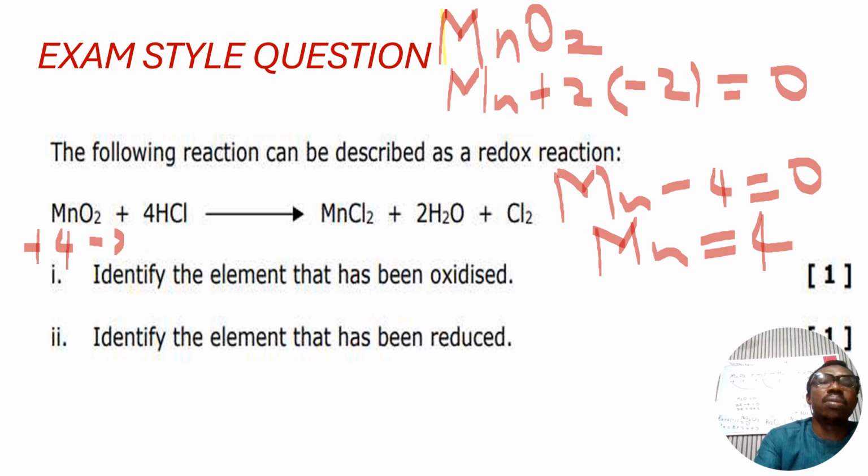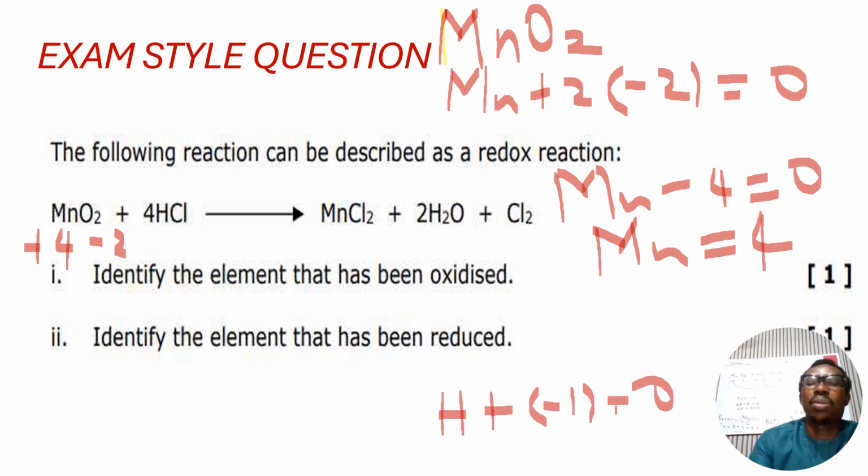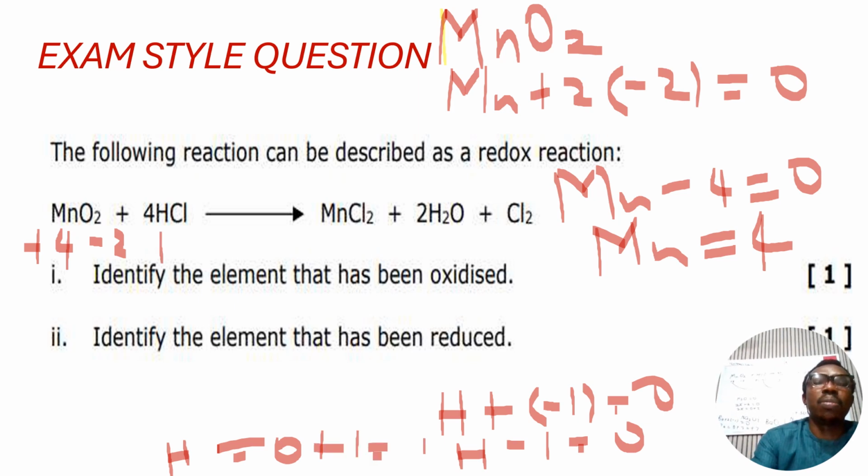Oxygen is minus 2. Oxidation number of hydrogen in hydrogen chloride. So hydrogen plus minus 1 for chlorine is equal to 0. So hydrogen minus 1 is equal to 0. So the oxidation number for hydrogen will be 0 plus 1, which is equal to 1. Hydrogen will be plus 1. Chlorine will be minus 1.